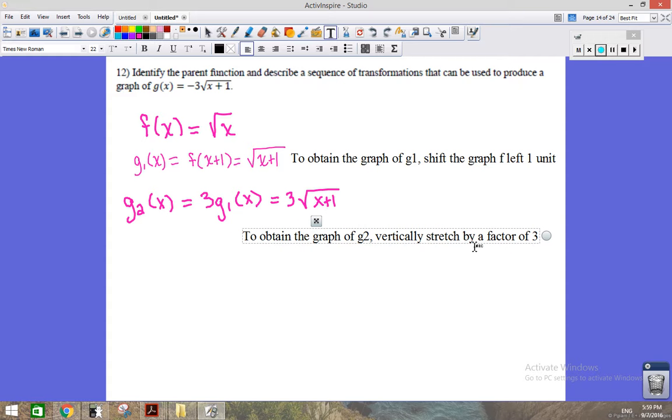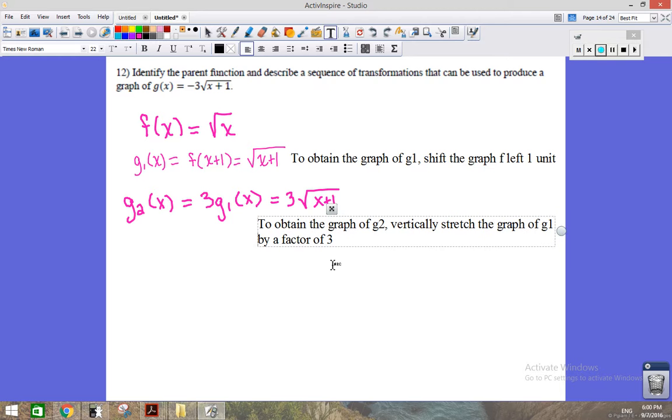Vertically stretch the graph of G1, the previous graph, by a factor of 3. See, you're not going back and starting over. These graphs are building on each other, and that's very important to understand.